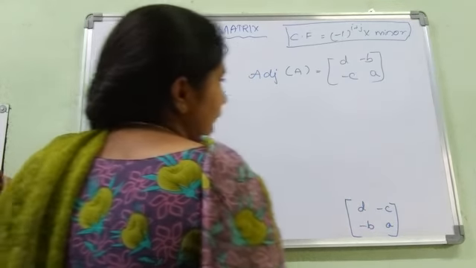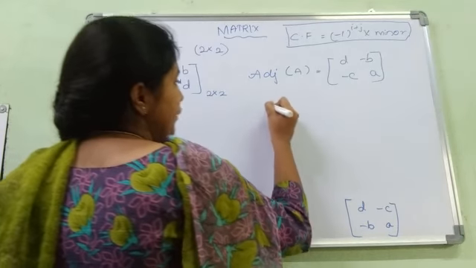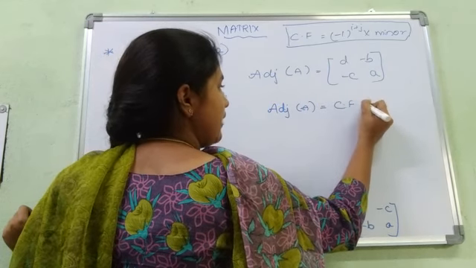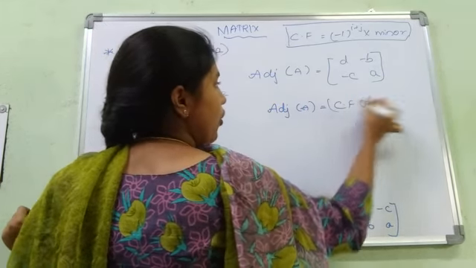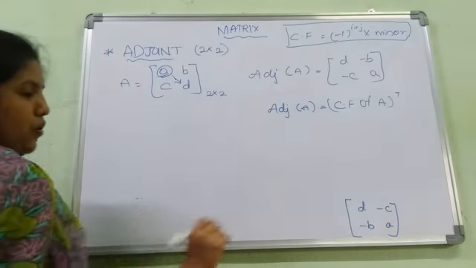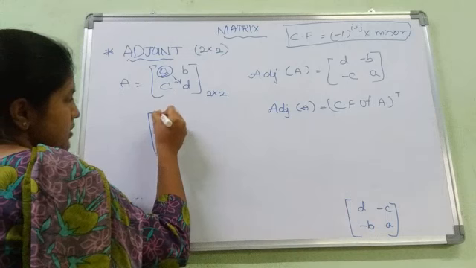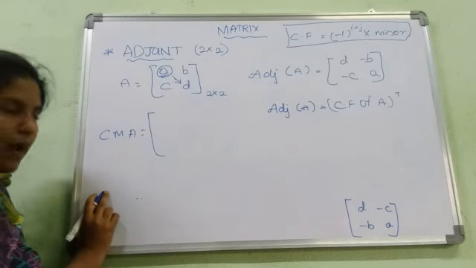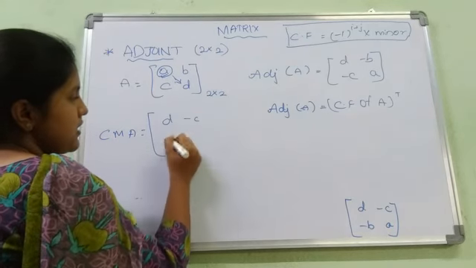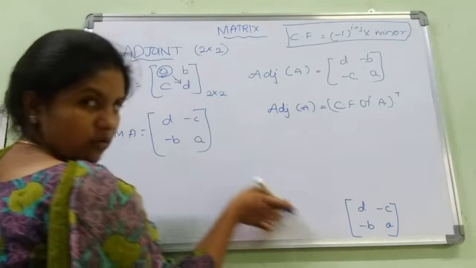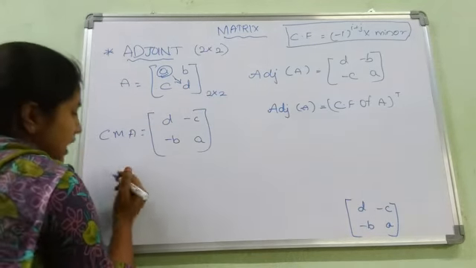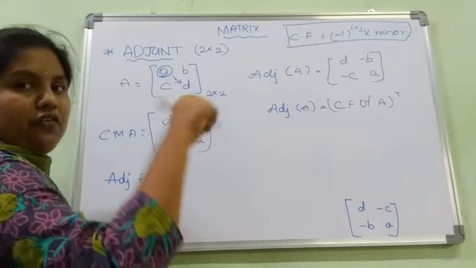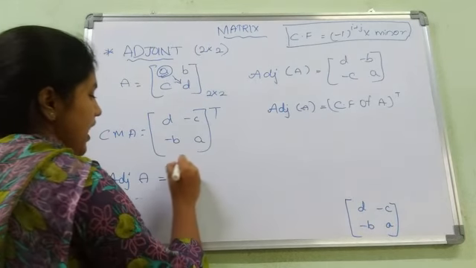So, what is the formula to find adjoint A? To find adjoint A, the formula is the cofactor matrix of A, whole transpose. Okay. So, now the resultant cofactor matrix, simply I am mentioning CMA, cofactor matrix of A, is D, minus C, minus B, A, as I have written here. And next, what I said, the adjoint of A is the cofactor matrix of A whole transpose. Transpose it, you'll get the answer.